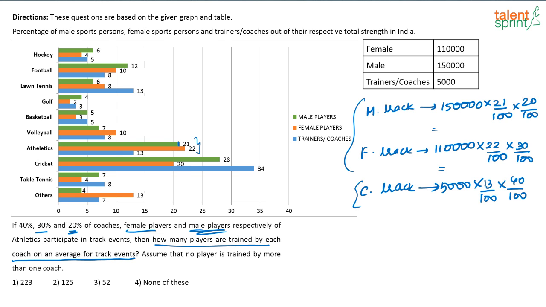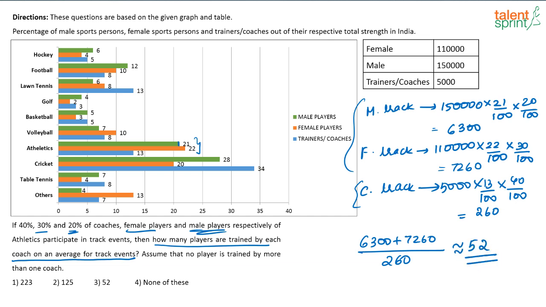Yes, Shrikant says the sum is 13,820. Good, 13,820 is the sum of the male and the female members, is it? So I think this will come to around 6,300 and this should come to around 7,260 and this will be around 260. So you will have 6,300 plus 7,260 divided by 260, which will approximately be 52. Is it correct?